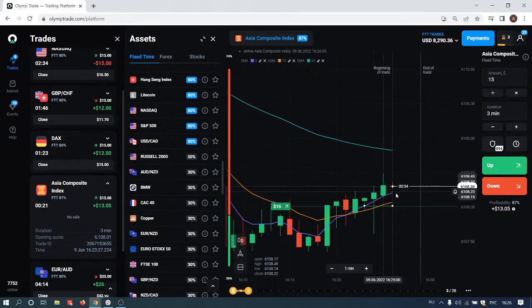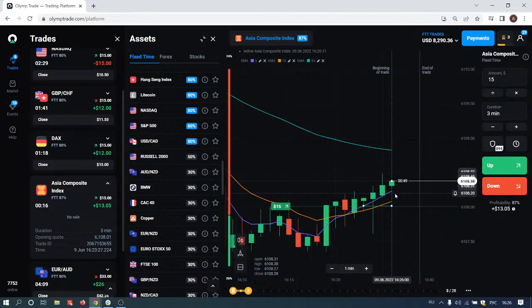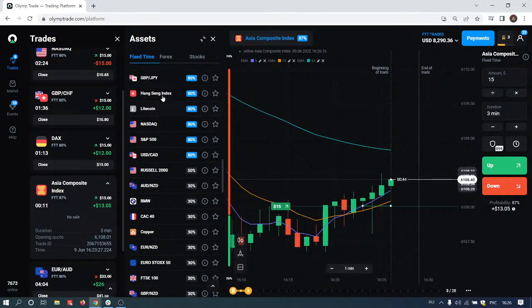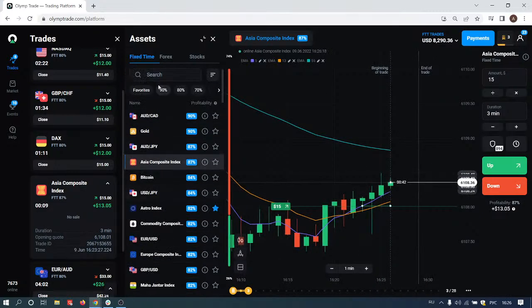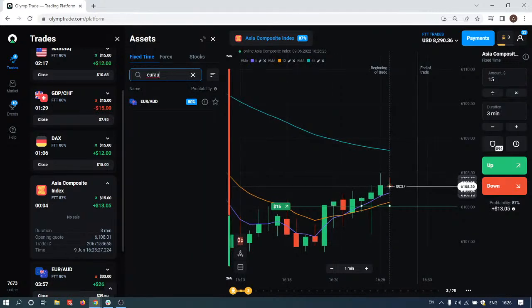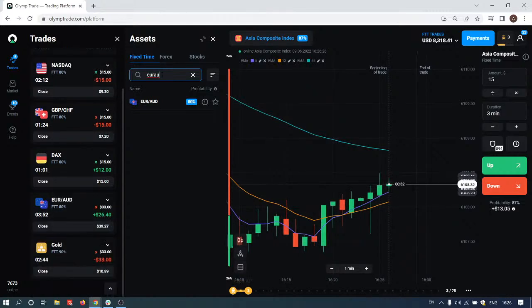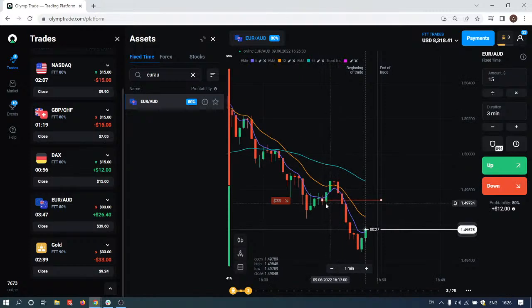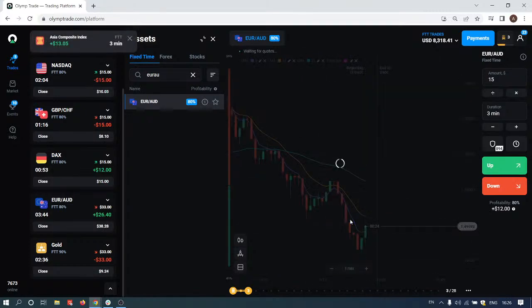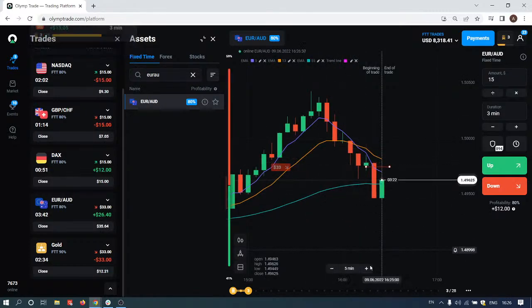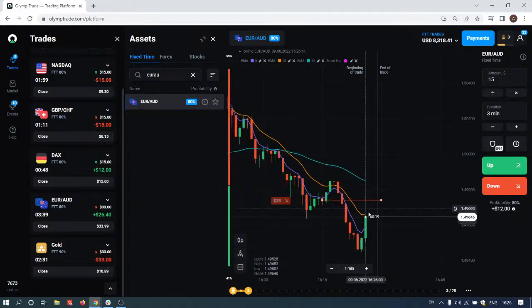Now, Asia Composite Index closing with a profit. So Euro AUD. All right, let me kindly watch the Euro AUD. Oh, I'm sorry, it's my phone ringing. Well, yeah, that was a five minute trade. Yeah, perfect signal.